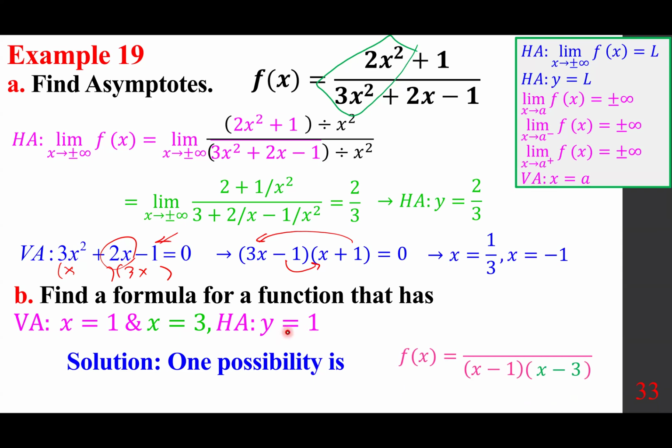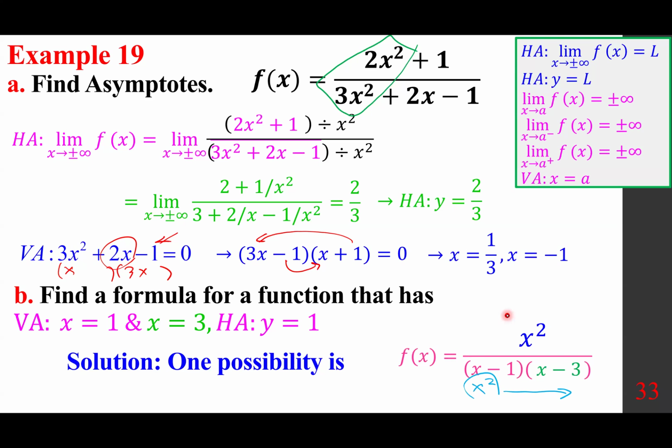Horizontal asymptote y equals 1. Notice the denominator, if you multiply, becomes x squared, and the rest is not important. It's the leading term that matters. And if you want to have a horizontal asymptote of 1, the degree of the numerator must be identical, so it must be x squared. And the coefficient must be such that the ratio is 1, so you have to have 1x squared.